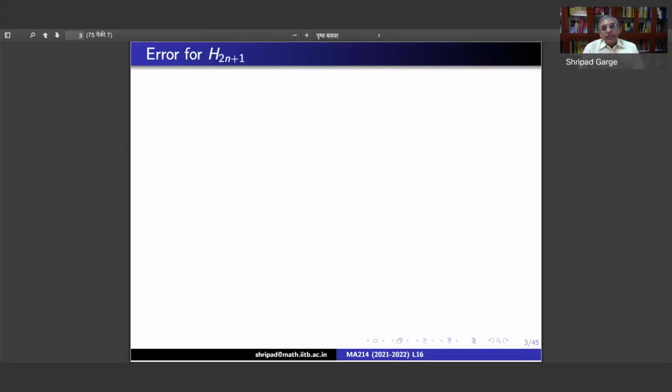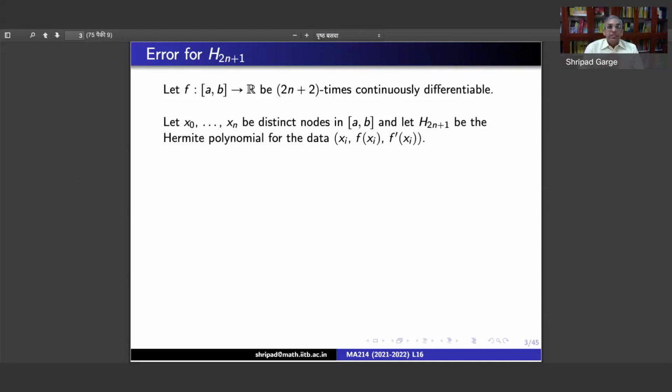There is an error, of course, for these Hermite polynomials, just like there were errors for Taylor polynomials and also for the Lagrange polynomials. So there is an error for the Hermite polynomial h2n plus 1, and we will see how this error can be written down. Suppose you have a function which is 2n plus 2 times continuously differentiable, and there are n plus 1 distinct nodes given in the interval AB, and for the data xi, f of xi and f prime xi, we have the Hermite polynomial h2n plus 1. It will be a polynomial whose degree will be a maximum of 2n plus 1.